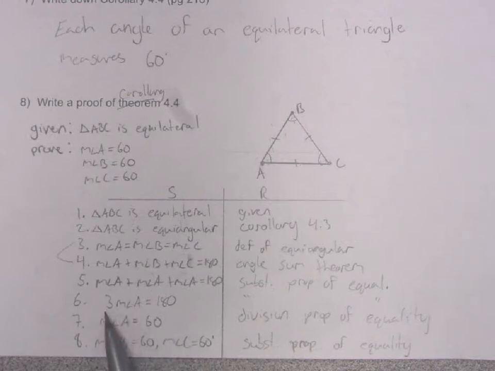And now what I can do is divide both sides by 3. Okay, that's going to get rid of this guy, and it's going to give me 60. So the measure of angle A has to be 60 because 180 divided by 3 is 60. That's going to be the division property of equality.